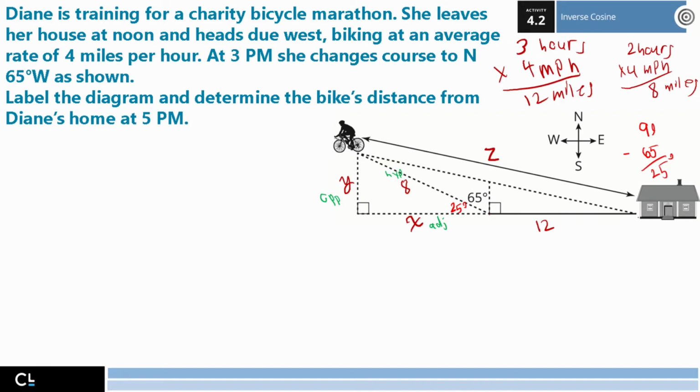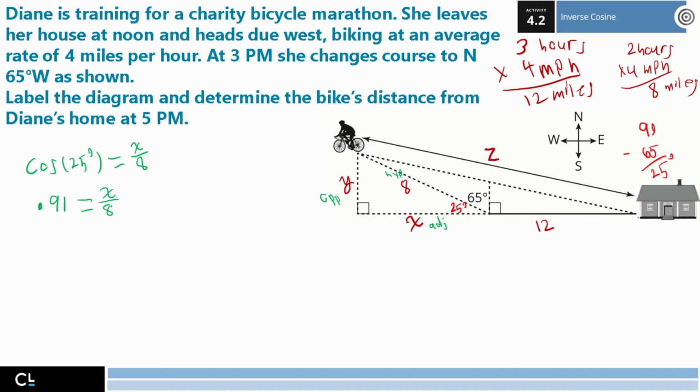If we find X, we can now say that this is the cosine of 25. I'm going to say the cosine of 25 degrees is equal to my adjacent X over my hypotenuse of 8. What we have to do is plug this into a calculator. We're going to type cosine 25, enter, and round to the second decimal. It's going to give me 0.91 equals X over 8.